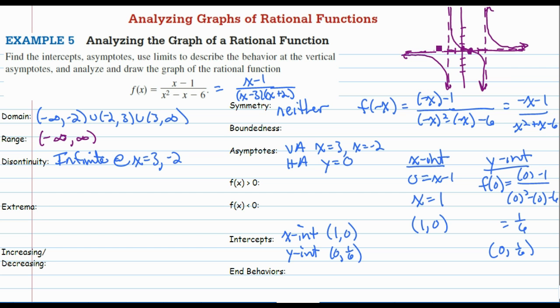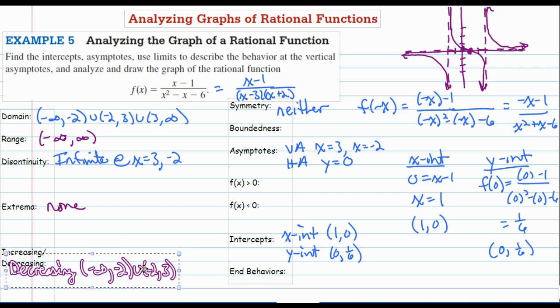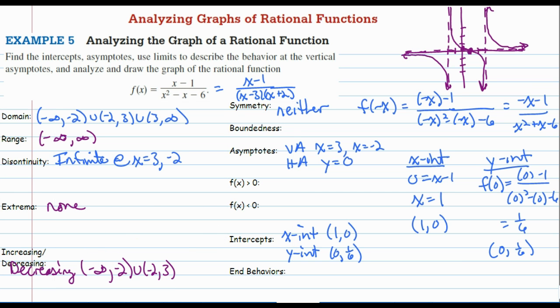Extrema. This graph is always decreasing. It never changes from decreasing to increasing, so there are no extrema. So in other words, it is decreasing from negative infinity to the vertical asymptote at negative 2, then from negative 2 to the other vertical asymptote at 3, then from the vertical asymptote at 3 all the way out to positive infinity. The function is unbounded. It goes all the way up to positive infinity and all the way down to negative infinity, so unbounded.